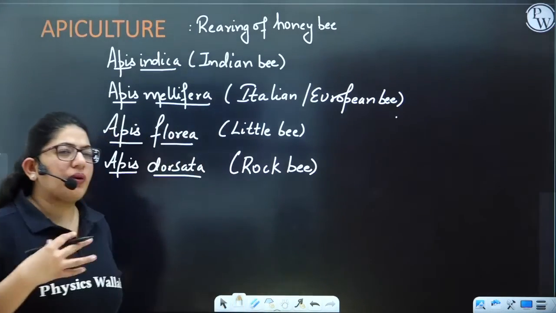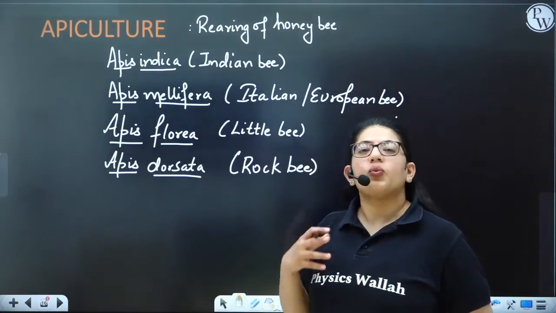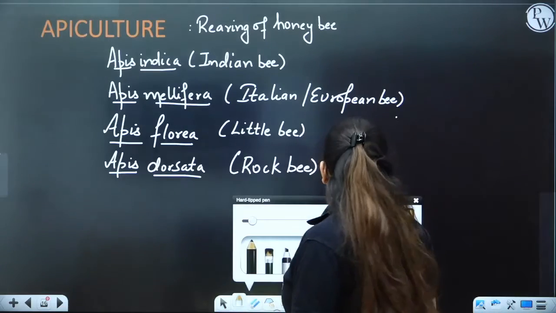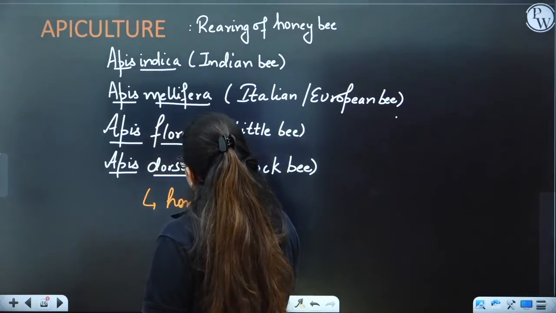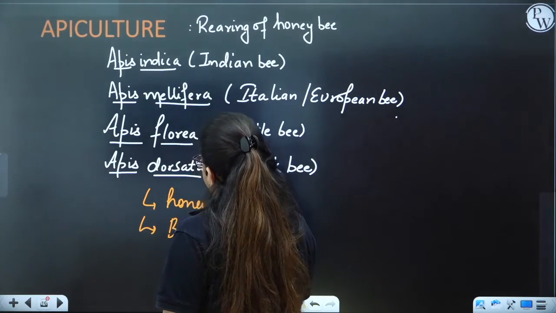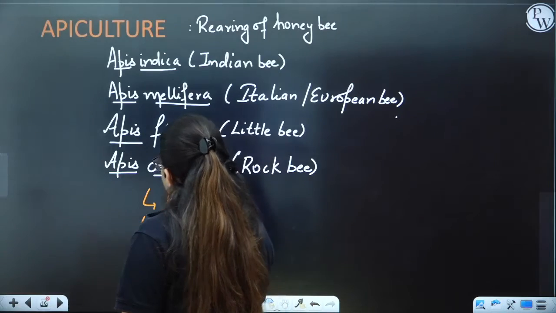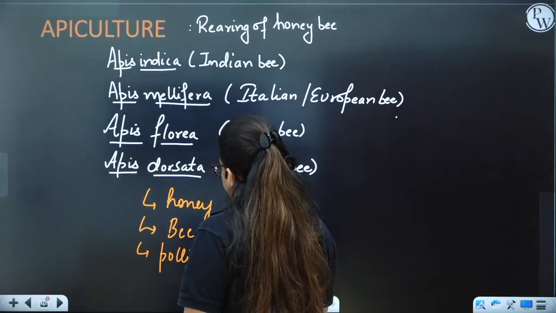Next, why are we rearing these bees? Apiculture is the rearing of honeybees. Why are we rearing them? Because we need products. And what are these products? One is honey, another is bee wax, and also they are good pollinators. The honeybees are good pollinators.